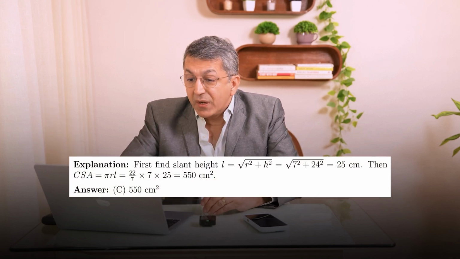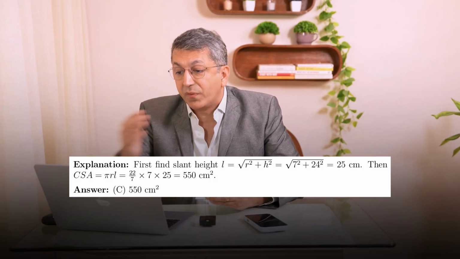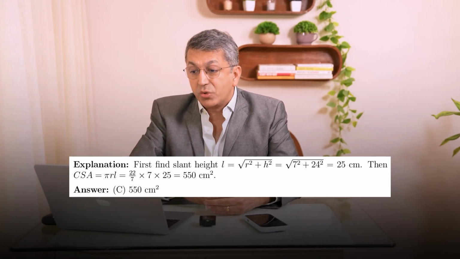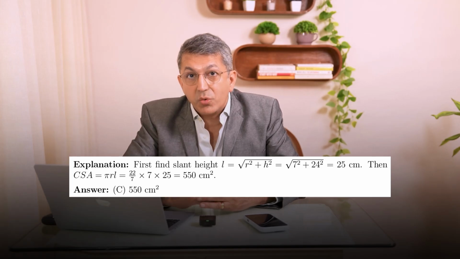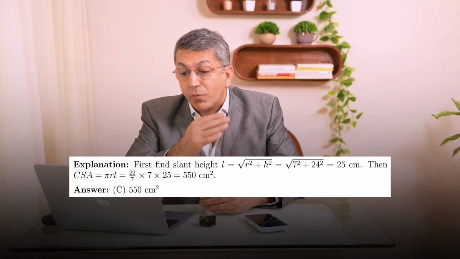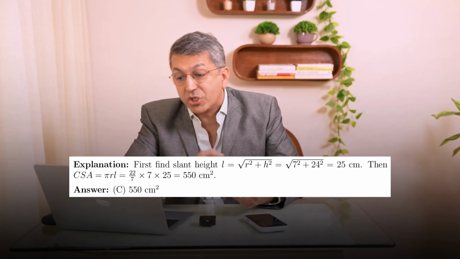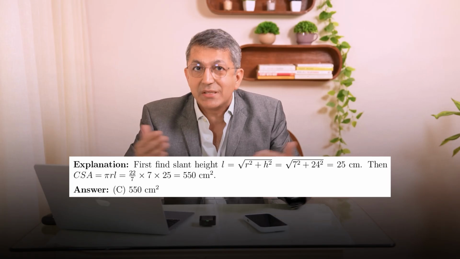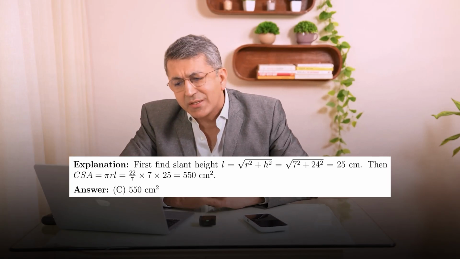Explanation: first find the slant height L = square root of R squared + H squared = square root of 7 squared + 24 squared = 25 centimeters. Then CSA = pi R L = 22/7 times 7 times 25 = 550 centimeters squared. So the answer is C, 550 centimeters squared.